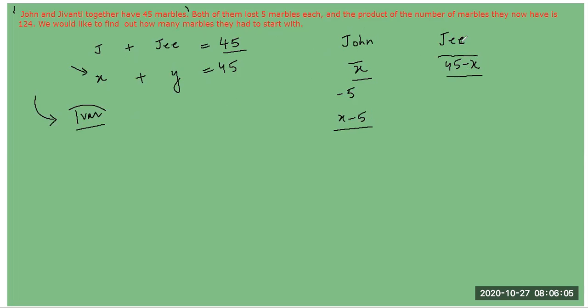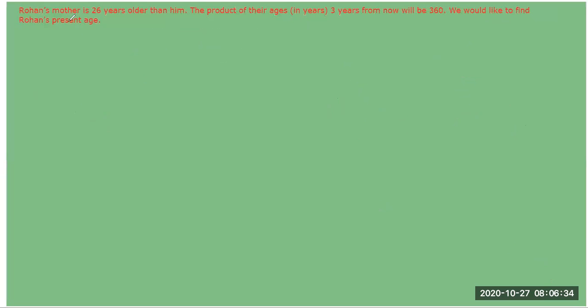Okay? If Jivanti lost 5, how many marbles are left? 45 minus x minus 5. Well, this is equal to 40 minus x. These are the marbles remain with Jivanti after losing 5 marbles. Product of number of marbles now they have after losing is 124. That means x minus 5 into 40 minus x is equal to 124. From this, we will get a quadratic equation. Beautiful. Let's go further.